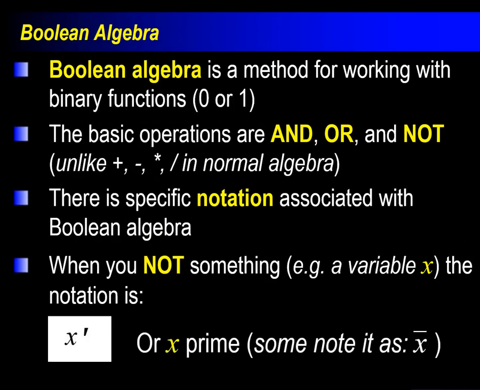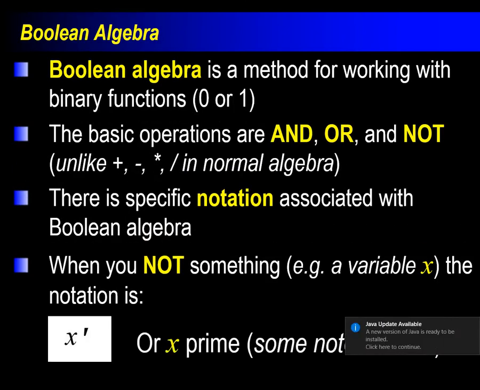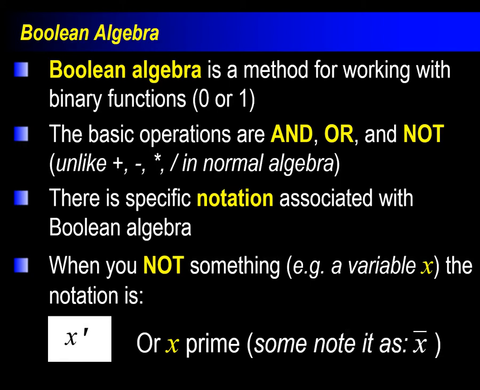So Boolean algebra is a method of working with binary functions, 0 or 1. The basic operations are AND, OR, and NOT, unlike addition, subtraction, multiplication, and division in normal algebra. There is specific notation associated with Boolean algebra so that you can write it mathematically. When you NOT a variable, the general way is to put a prime symbol on it, or sometimes it's put as an overline. Okay, so X with an overline. I don't know which way the IB exam is going to go this year, so they should at least explain it in the documentation there.